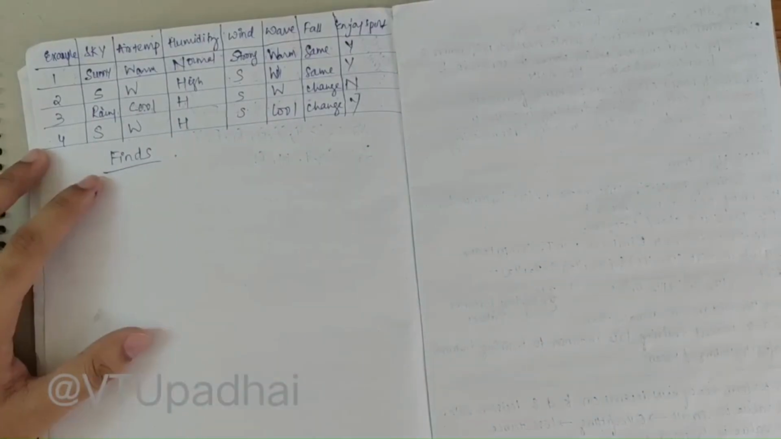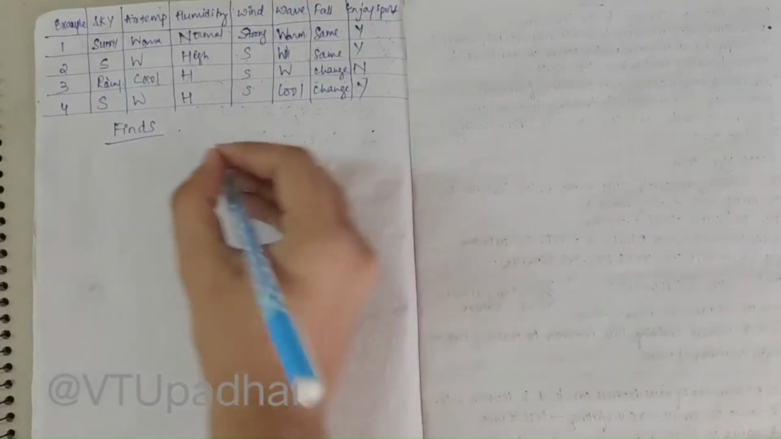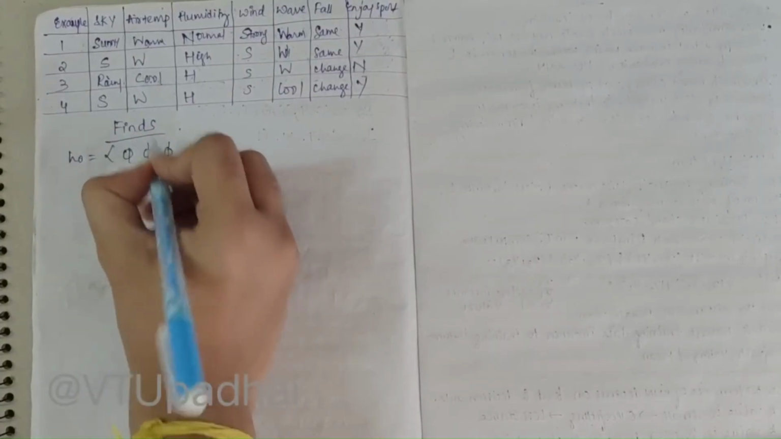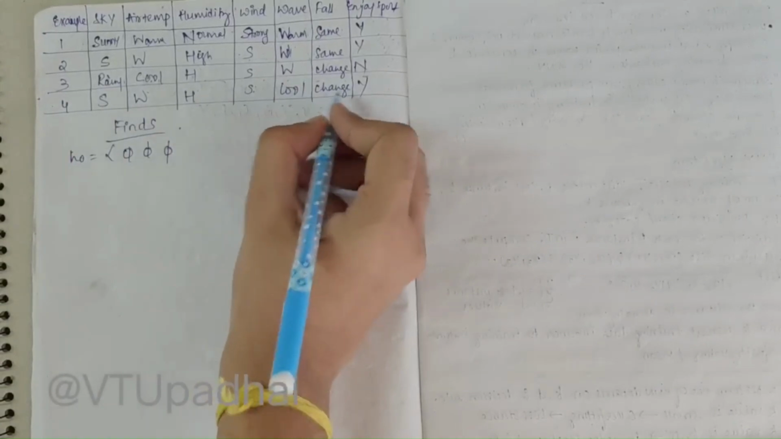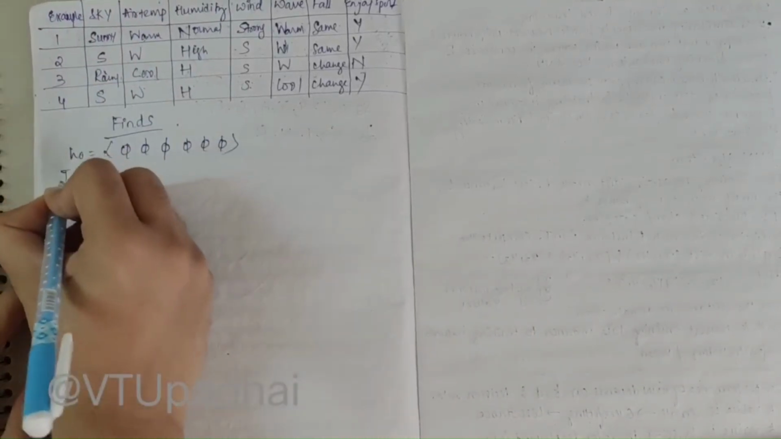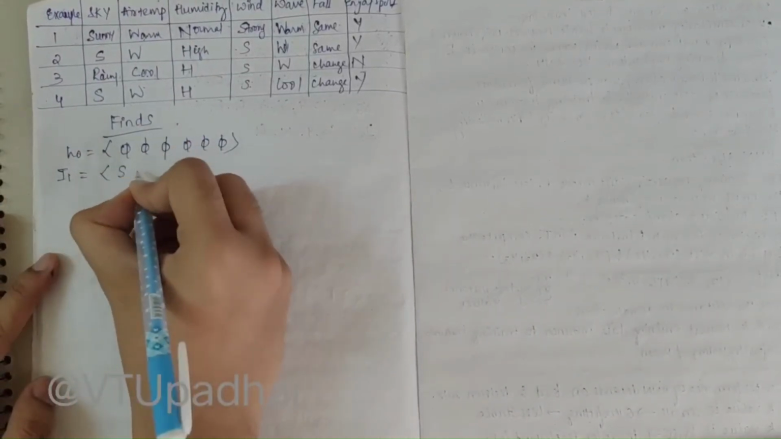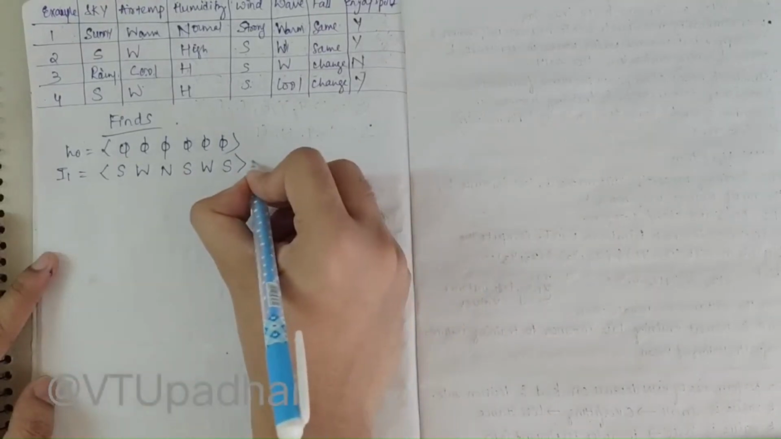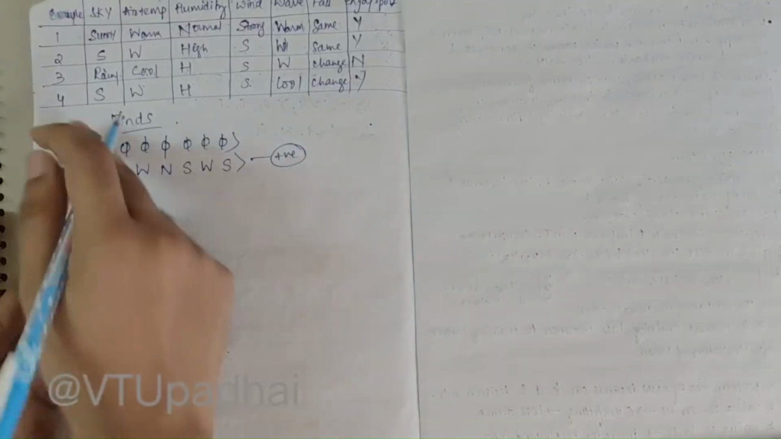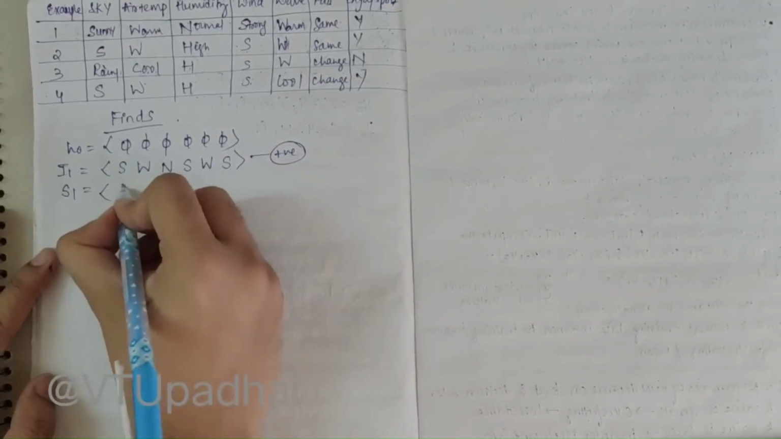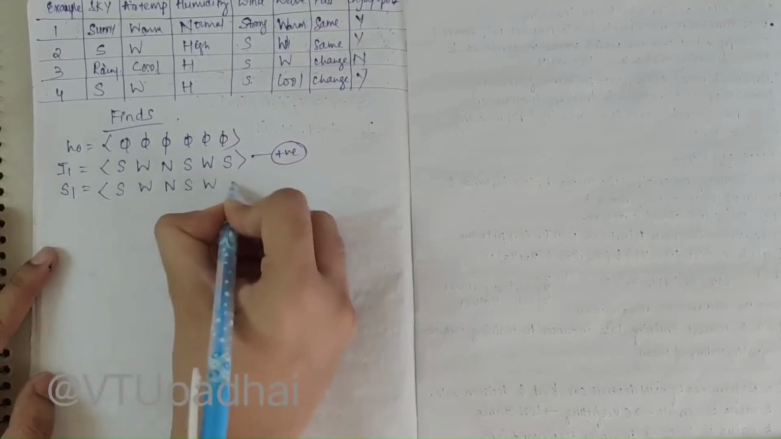So writing Find-S first. Firstly, I'll take H0, the most specific hypothesis, filled with 5 values. Here I have 1, 2, 3, 4, 5, 6, six different values, right? So I'll fill 5 values. Then I'll take the first instance, I1. I'll write it: sunny, warm, normal, strong, warm, and same. Okay, this is a positive instance. So I'll compare it with H0. I'll get the updated H0, or S1, which I can write as SWN, SWS.